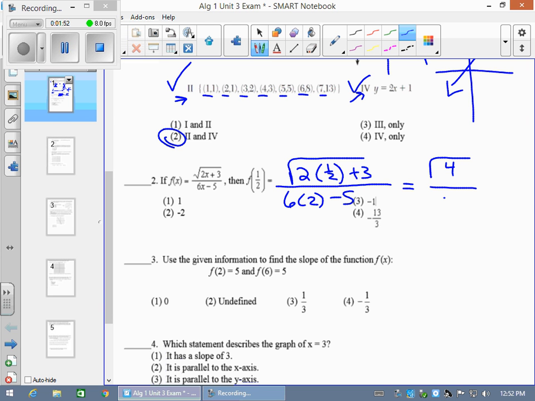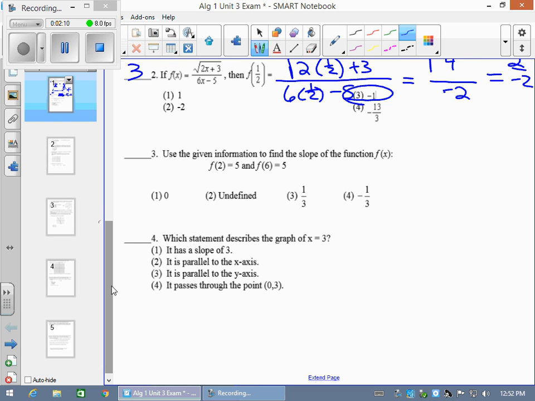I'm sorry, this is a half, not 2. So 6 times a half is 3. 3 minus 5 is -2. The square root of 4 is 2. And 2 divided by -2 is -1. Choice 3.